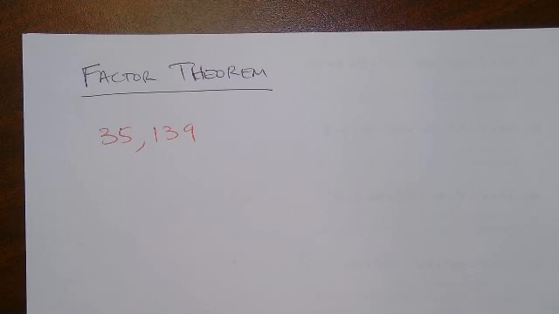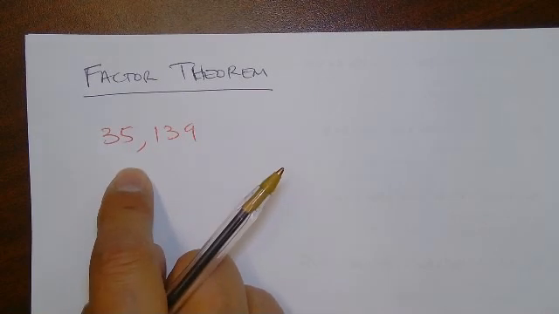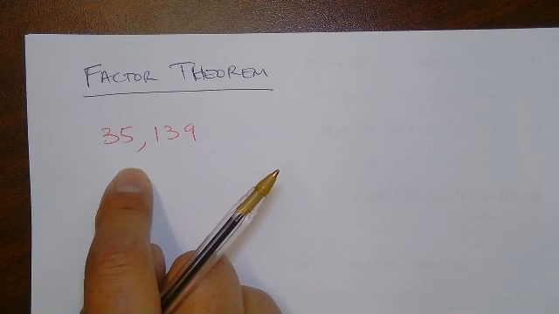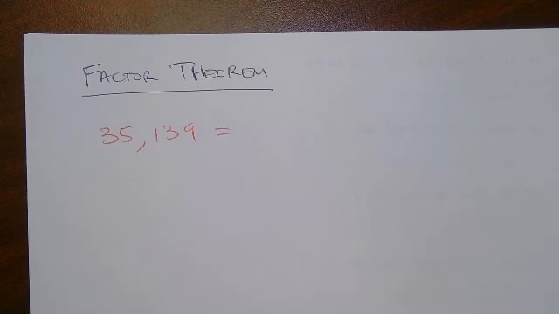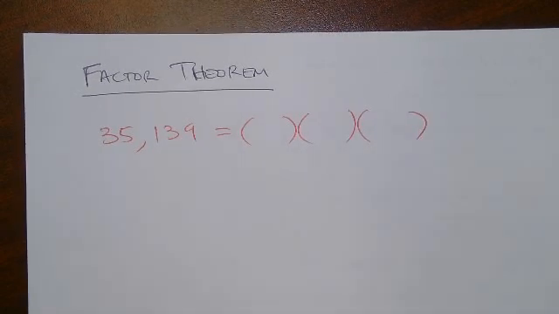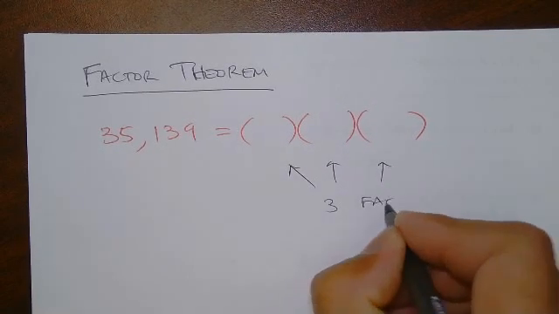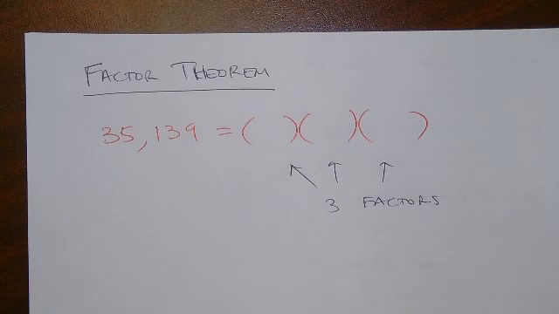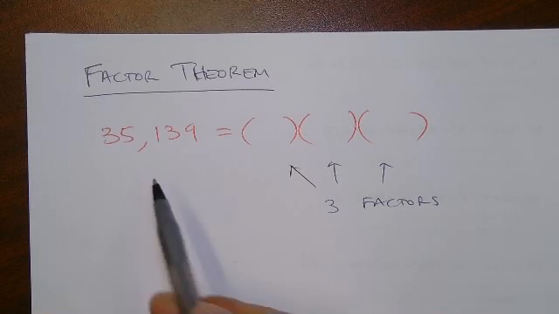There is a product, and when you multiply, the answer is 35,139. Well, I'm going to tell you that there's three factors. When we're talking about factors, we understand that these are the three parts that multiply to give us this one. We understand that, yes? Okay.